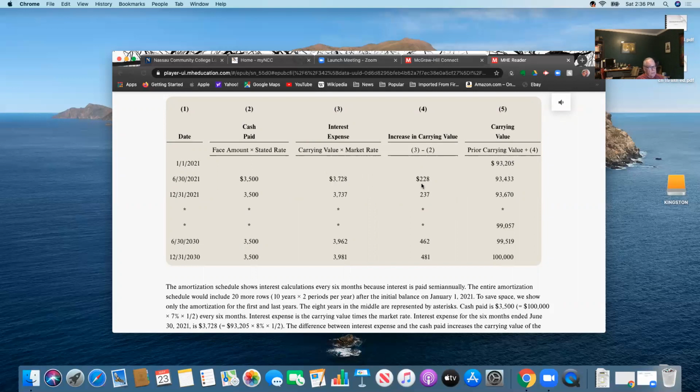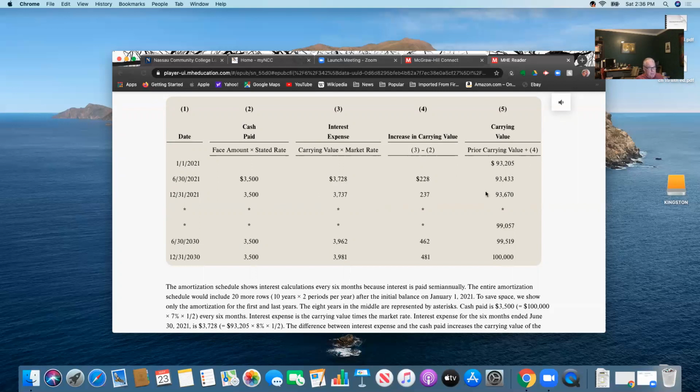Here, what they're doing, they're taking it and adding it to the prior carrying value. So you've got a new carrying value now of 93,433 times 8% times 1/2 is 3,737. What's the difference between the two columns? 237. Add the 237, now you get 93,670.